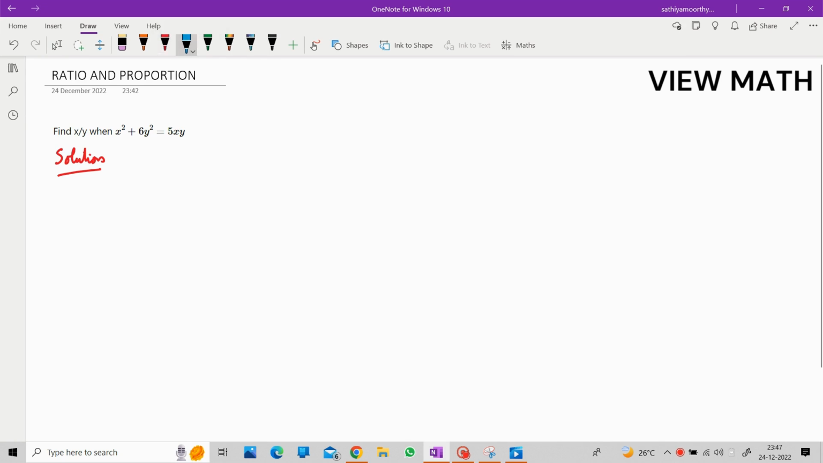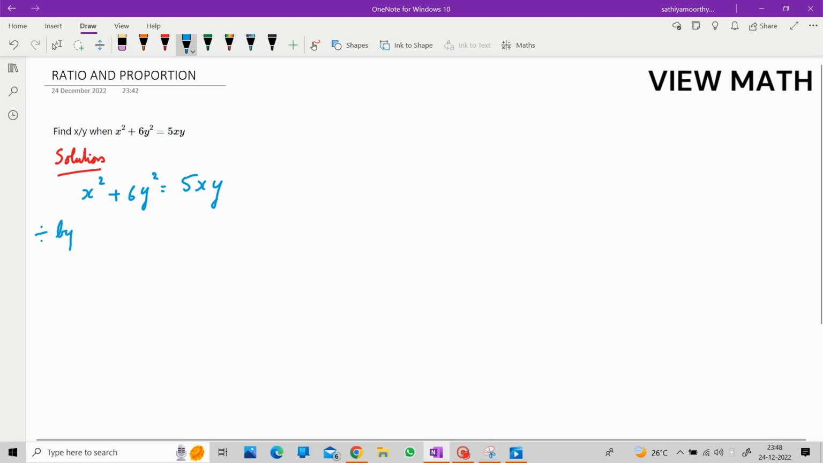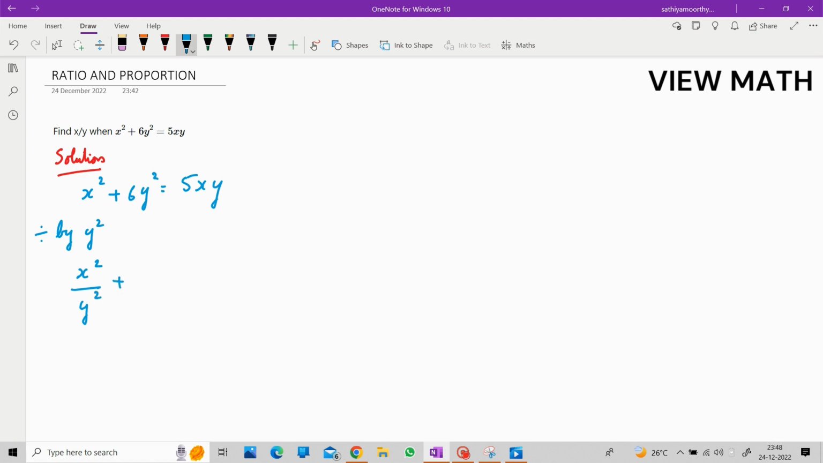So what I'm going to do is take this equation x square plus 6y square is equal to 5xy and bring it into the format x by y, so that I can find out the value of x by y. I'm going to divide this equation by y square throughout. What happens is x square by y square plus 6y square by y square is equal to 5xy by y square.